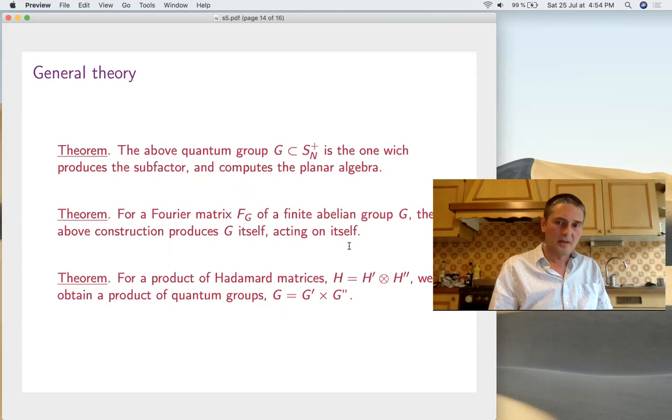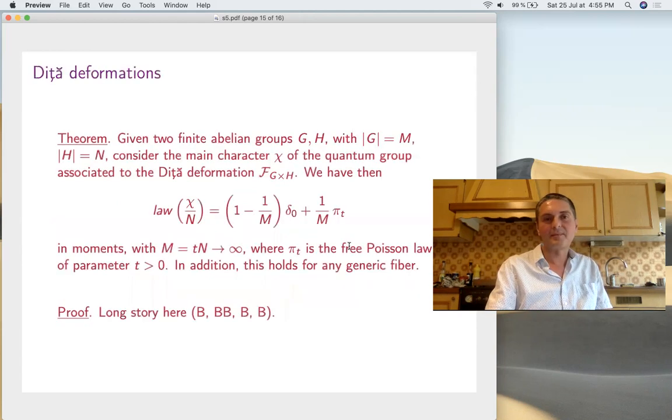If you look at the Hadamard matrices, that's a complicated business. There are a lot of things not there. And beyond the Fourier matrices, you have the deformations of the Fourier matrices. There is a long story here. Some of the final results are the following. Given two groups, you can take the tensor product of Fourier matrices and deform it. That's the so-called Diţă deformation method. And then you can compute the subfactor quantum group, work that was done first by Bernstein in the subfactor context, and then by me and Bichon.